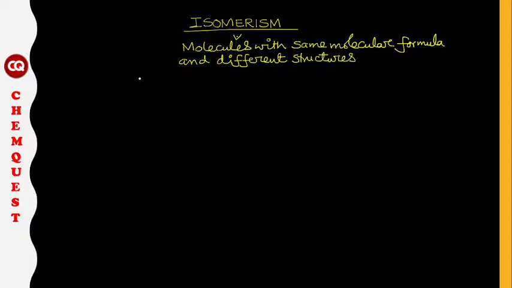Isomerism of organic compounds is mainly divided into two general categories. First one is known as structural isomerism and the second one is known as stereoisomerism.